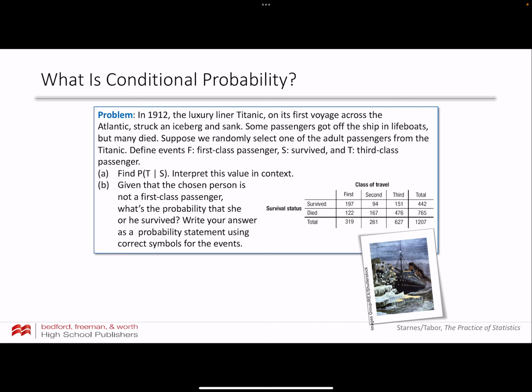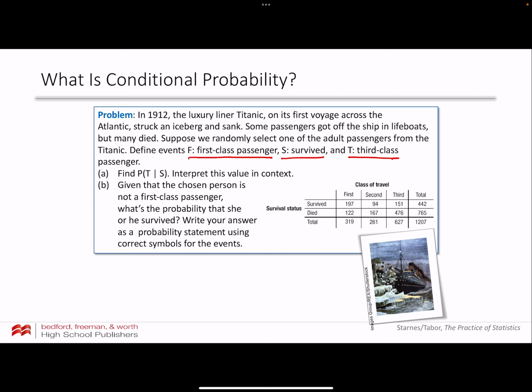So we're going to just jump right into an example. In 1912, the Titanic struck an iceberg and sank. Some passengers got off the ship in lifeboats, but many died, as we know. So suppose that we randomly select one of the adult passengers from the Titanic. We're going to define a couple events. F is that the person randomly selected was a first-class passenger. S is the event that the randomly selected person survived. And T is the event that the randomly selected person was a third-class passenger.